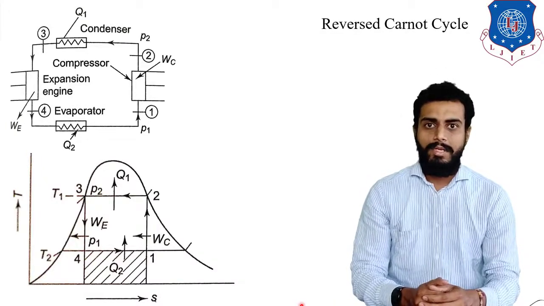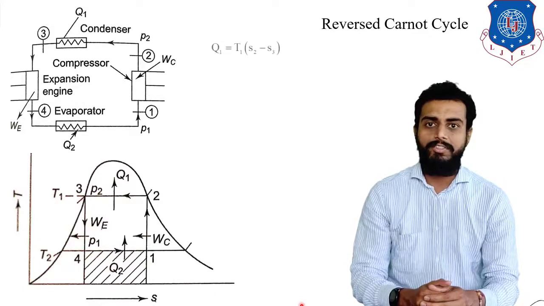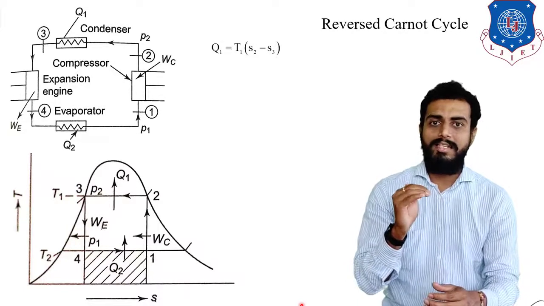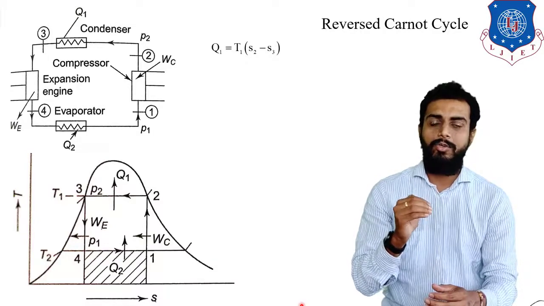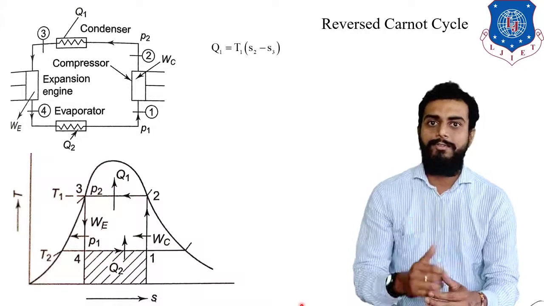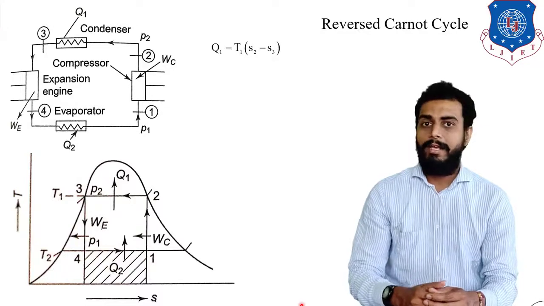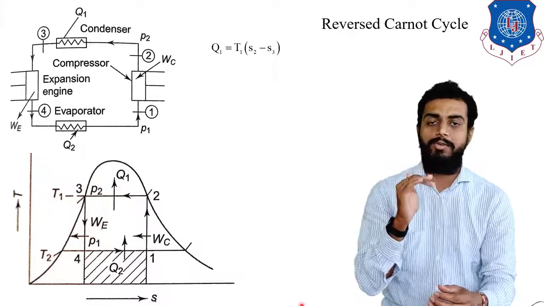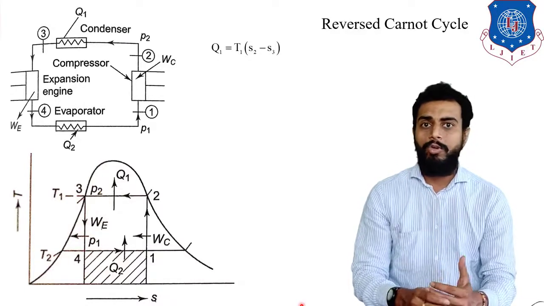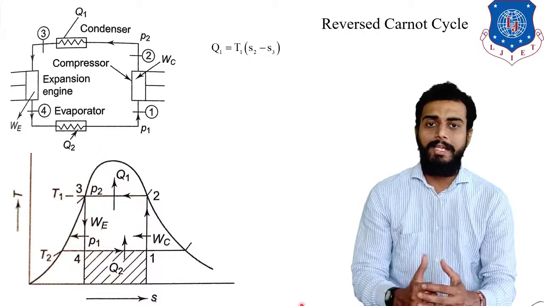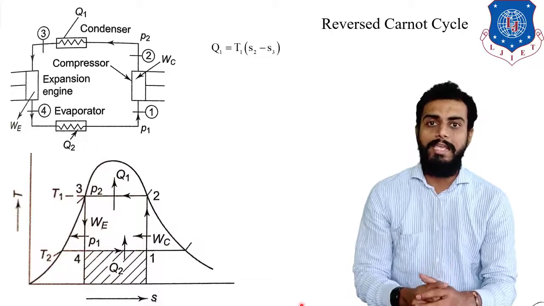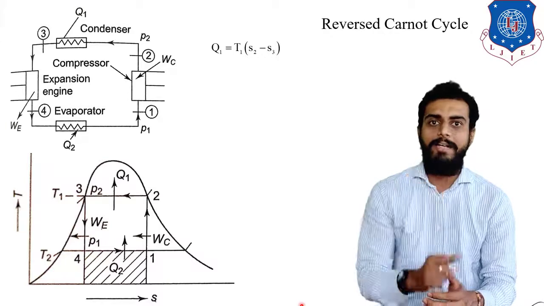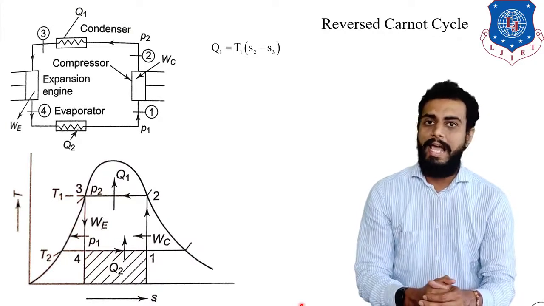Here you can observe that Q2 and Q1 are the heat transfers taking place. Q2 is the heat added to the system from the outside atmosphere at constant temperature, and Q1 is the heat rejected from the system to the atmosphere at constant temperature. You know that heat transfer can be written as Q is equal to T into delta S. That means the temperature is constant, and we take the entropy difference.